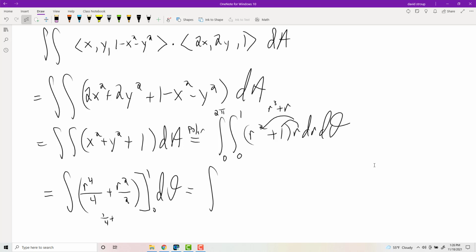So you get 1/4 plus 1/2 basically. So 3/4 minus 0. You can factor out the 3/4, and then you're just integrating 1 d theta, which will be 2 pi. So 3/4 times 2 pi, and that will be 3 pi over 2.